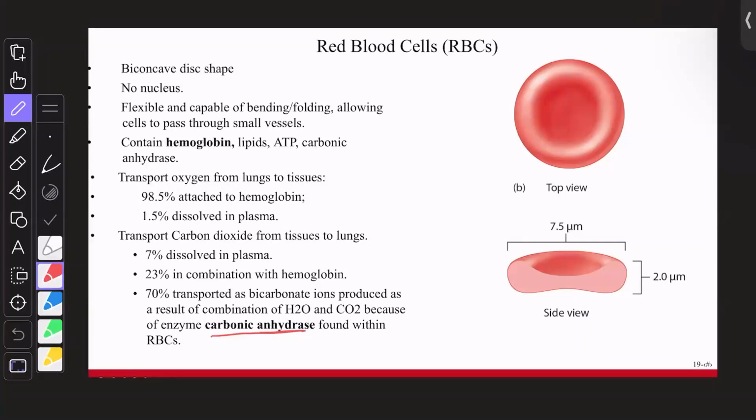Sorry, the carbonic anhydrase is inside. Oh, there it is, inside of the red blood cell, right? So that conversion of carbon dioxide to bicarbonate happens in the red blood cell, but then that bicarbonate is sent out of the red blood cell into the plasma. Yeah. Question. Anything else?